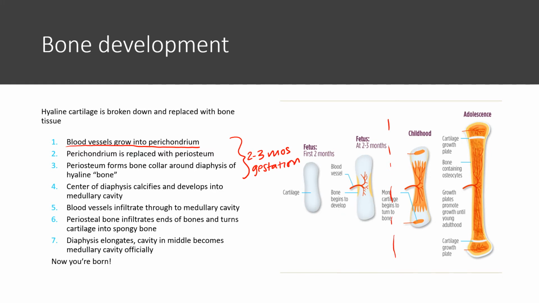So you can see the blood vessels had gone into the middle, and then the yellow on the outside is sort of your bony collar, and it looks like it's just growing on the sides, but really it's forming all around. Okay? So you have blood vessels that grow in, perichondrium is replaced with periosteum, super similar tissue, only slightly different. And then you start to form this bone collar around the diaphysis of the hyaline, quote unquote, bone. So we've started ossification in the middle.